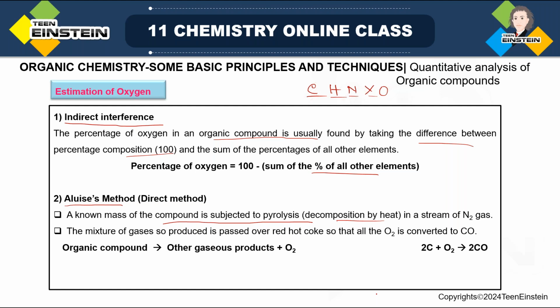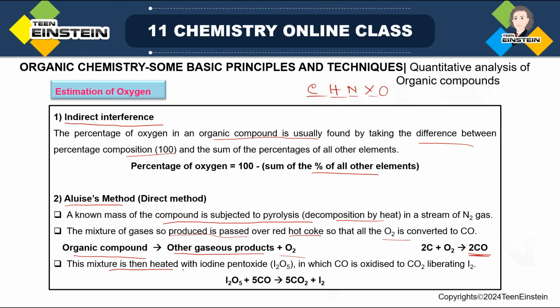When you heat the organic compound in a stream of nitrogen gas, you will get other gaseous products as well as some O2, oxygen. This mixture of gases produced will be passed over red hot coke, so that all the oxygen is converted to CO. One of these gaseous products will be oxygen, but when you pass it over red hot coke, which is nothing but carbon, O2 will be converted to carbon monoxide. Now for this carbon monoxide, the next step is that this mixture is heated with iodine pentoxide, I2O5.